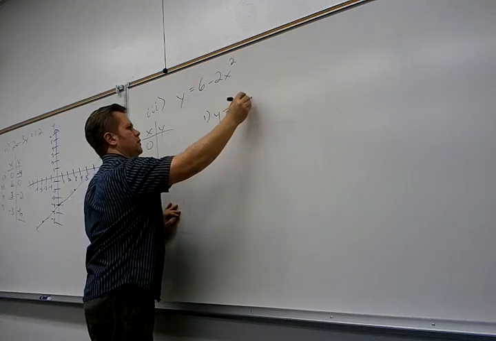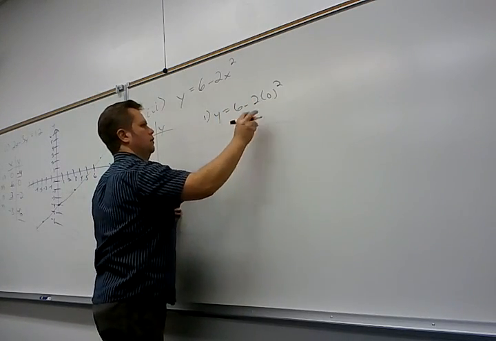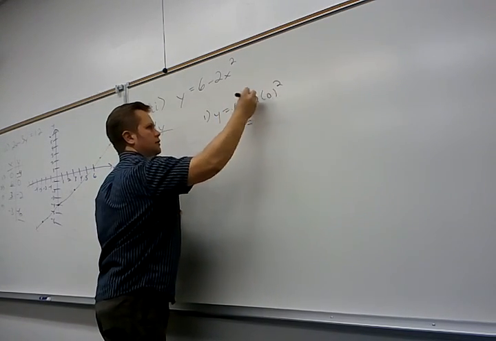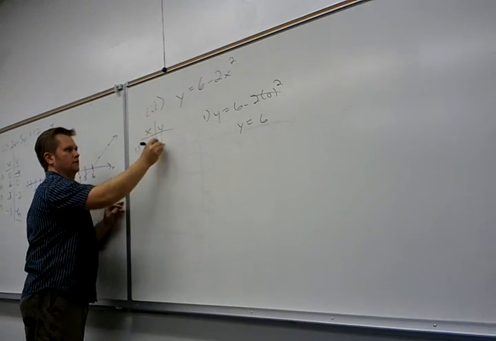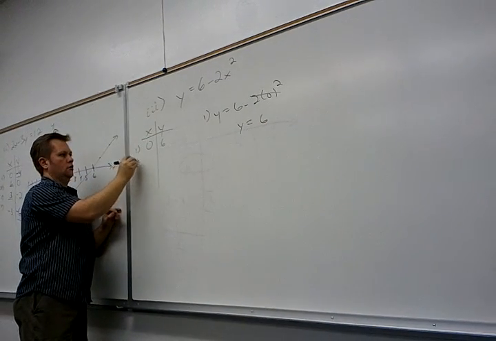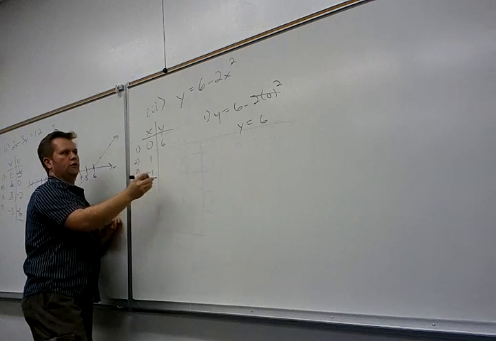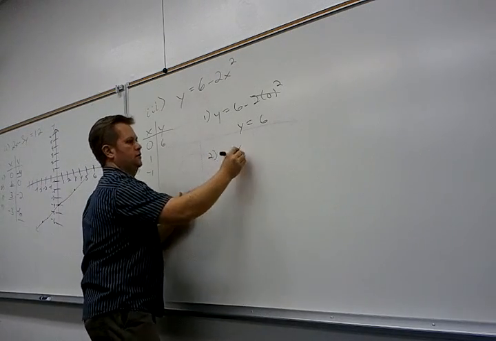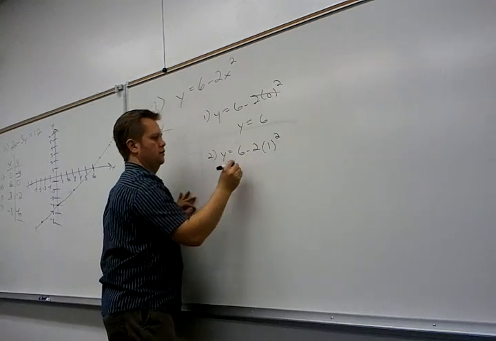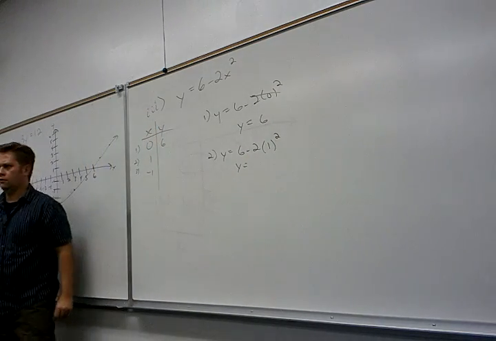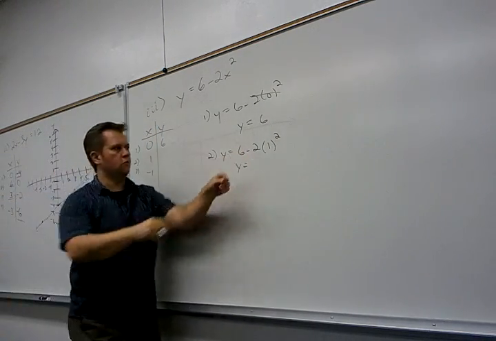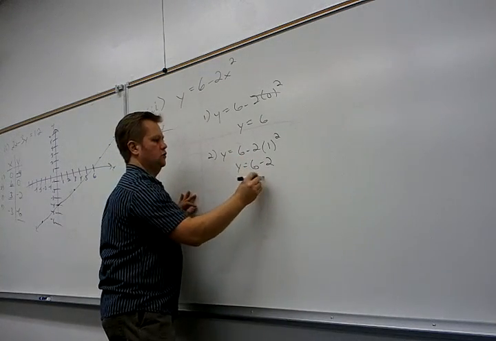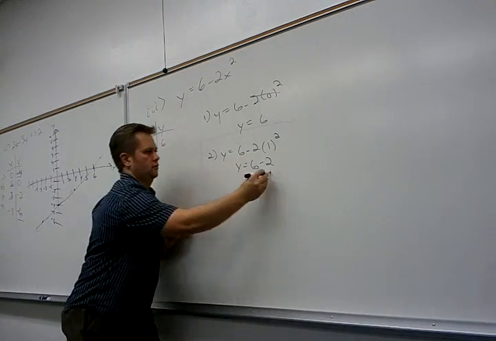Yeah, y equals 6 minus twice 0 squared. This is 0, so I get y equals 6. Cool. So what about 1 and negative 1? y equals 6 minus twice 1 squared. Yeah, so 1 squared is 1, times 2 is 2. 6 minus 2 is 4.